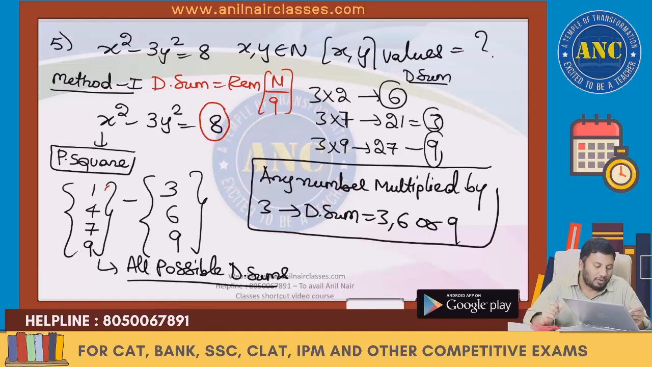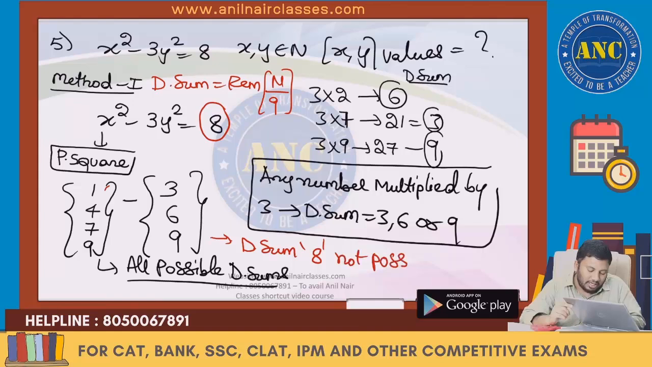4 minus 3 is 1. 4 minus 6 is minus 2. Minus 2 means positive remainder 7. 4 minus 9 is minus 5. If you get a negative remainder, add the denominator to it. Minus 5 plus 9 is 4. 9 minus 3 is 6. 9 minus 6 is 3. 9 minus 9 is 0. Anyway, after doing the operation, digital sum 8 is not possible. I hope it is clear.